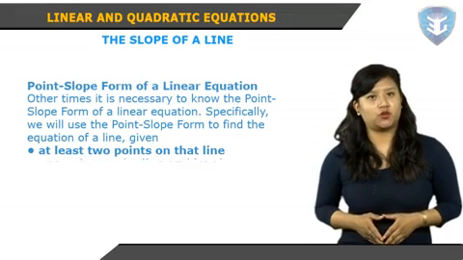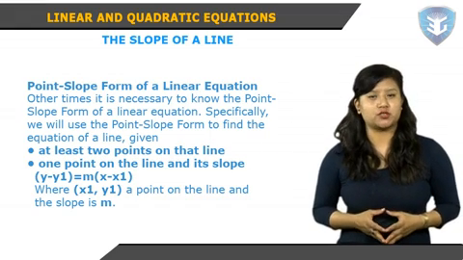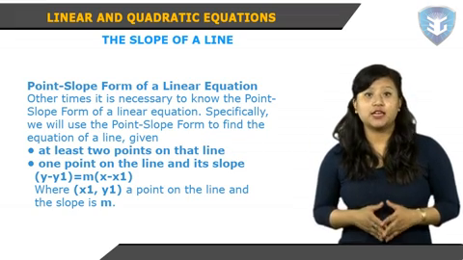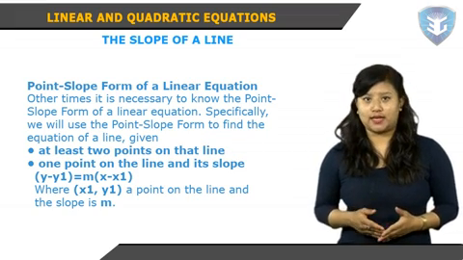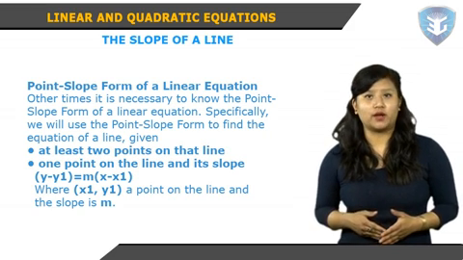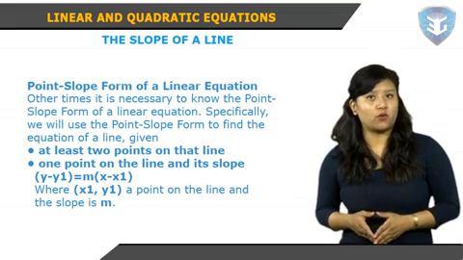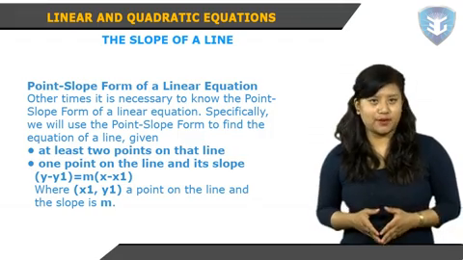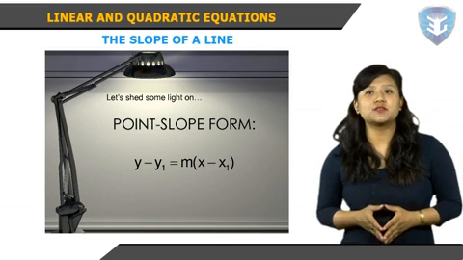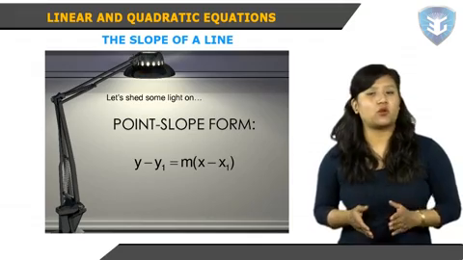Point-slope form of a linear equation. Other times it is necessary to know the point-slope form of a linear equation. Specifically, we will use the point-slope form to find the equation of a line given at least 2 points on that line, or 1 point on the line and its slope. y minus y1 equals m times (x minus x1), where (x1, y1) is a point on the line and the slope is m. Regardless of the sign of the x-coordinate or the y-coordinate, the minus between the y values and the x values in the point-slope equation must always be there.